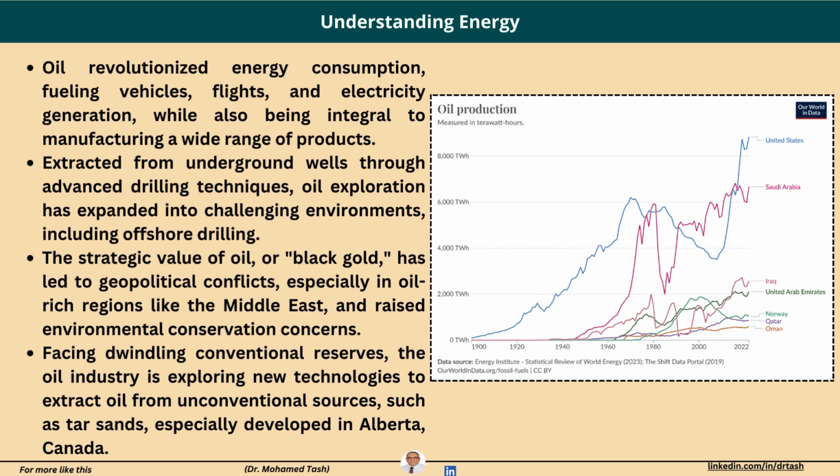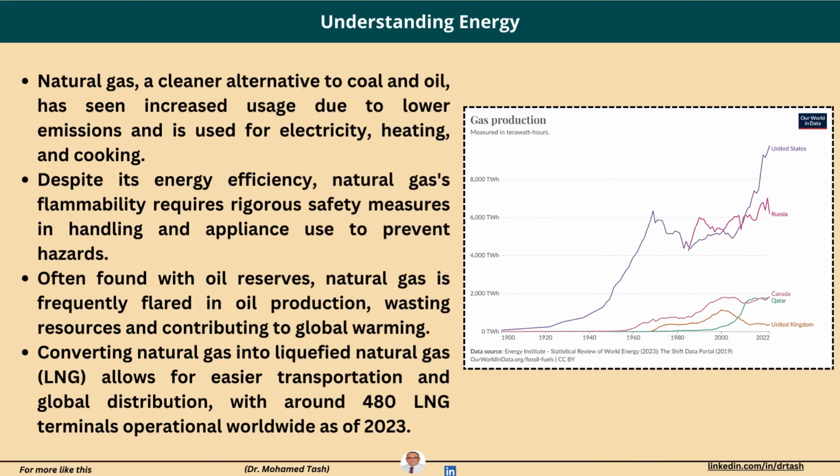As conventional oil reserves dwindle, the industry is turning to innovative technologies to tap unconventional sources, like extracting oil from tar sands. This process involves separating bitumen from sands, a complex, costly procedure, before it can be refined and used as oil. Alberta, Canada, stands out in tar sand exploitation, producing approximately 1 million barrels daily, highlighting the ongoing quest to sustain oil availability amidst depleting resources.